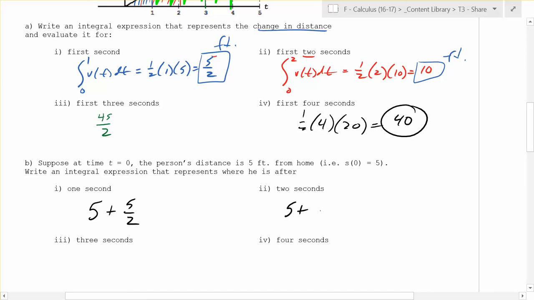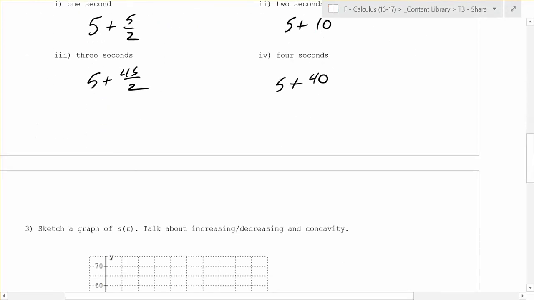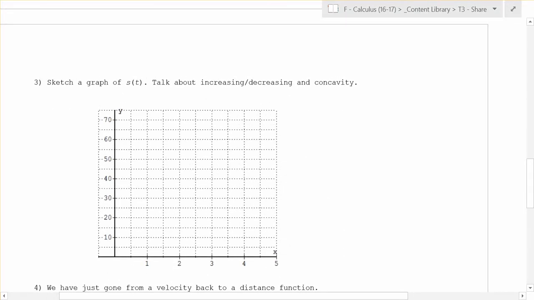It'd be 5 plus 10. 5 plus... 40. Exactly. The point is, you need to know what your initial position is in order to know where you are if you're only given the velocity. Does that make sense? Do you agree with that? You need that.